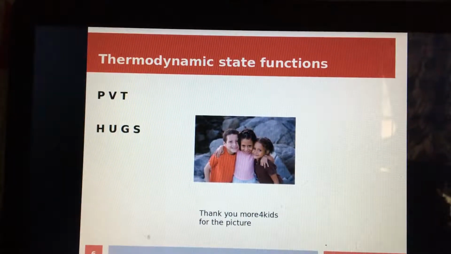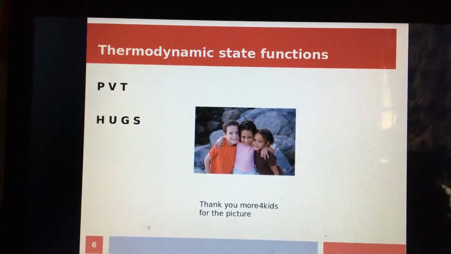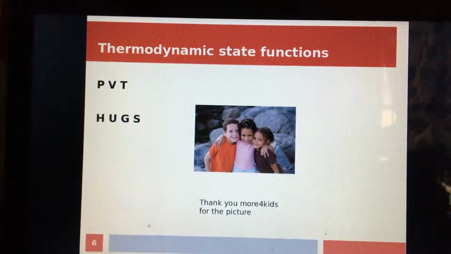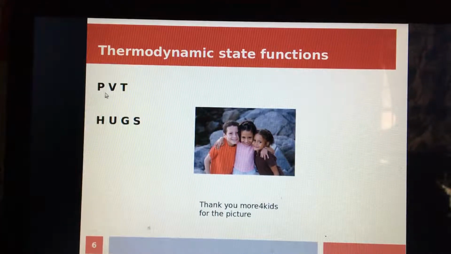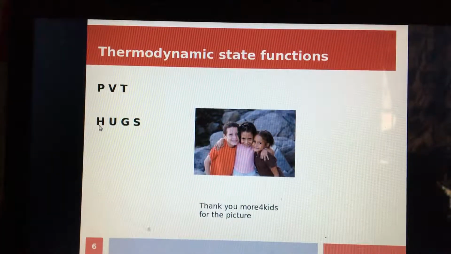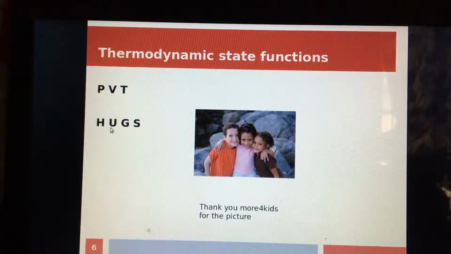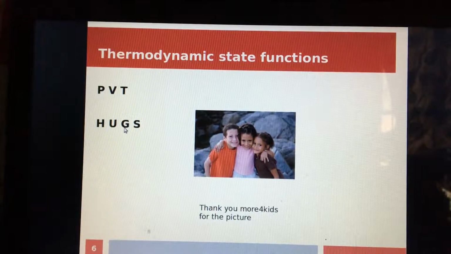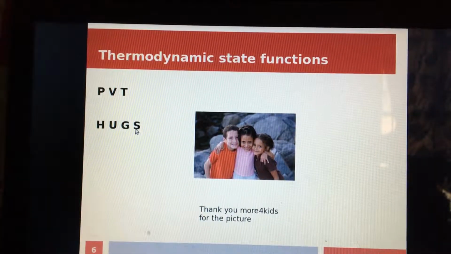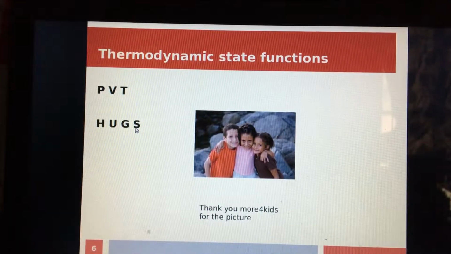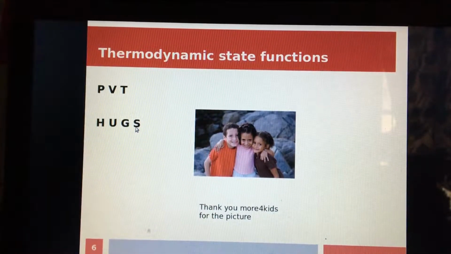These are the examples of thermodynamic state functions. For example, it is pressure, volume, temperature, enthalpy, internal energy, Gibbs free energy, entropy. The value of this state function depends on the current condition of the system, not on the history of the system.